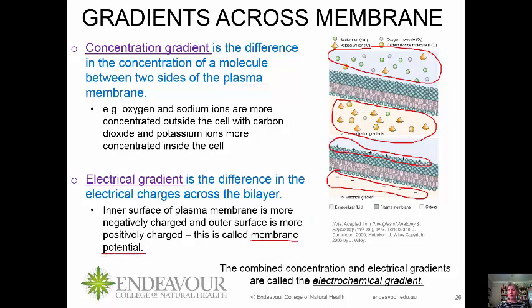It's like in a battery. So in a battery, you've got charges, you've got positive and negative. And that battery always maintains a charge so that when you turn the key to the car, it will turn on. So that is the potential, that's that membrane potential, which is the electrical gradient. Now the combined concentrations are called the electrochemical gradient.